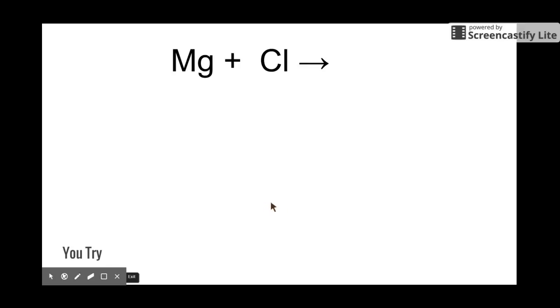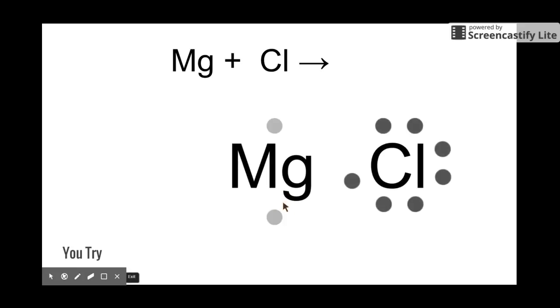How about magnesium chloride? What happens here? See if you can figure this one out. Did you pause it and try to figure it out? I hope so. If not, let's go ahead and get going. So magnesium has 2 valence electrons, and chlorine has 7 valence electrons. Magnesium's going to want to transfer its electron, and chlorine's going to become full, but magnesium's not quite happy yet. It has this extra electron.